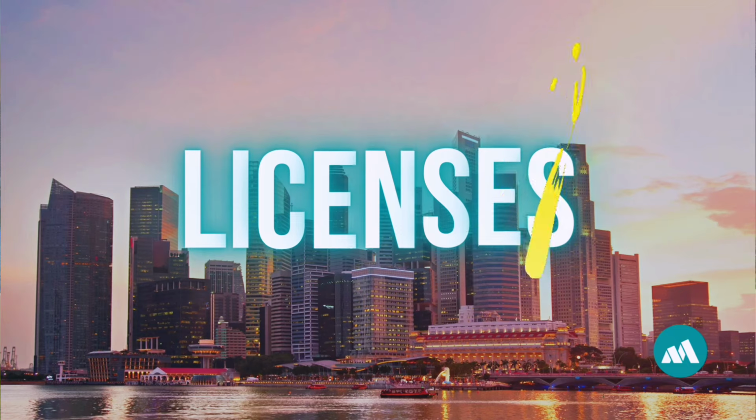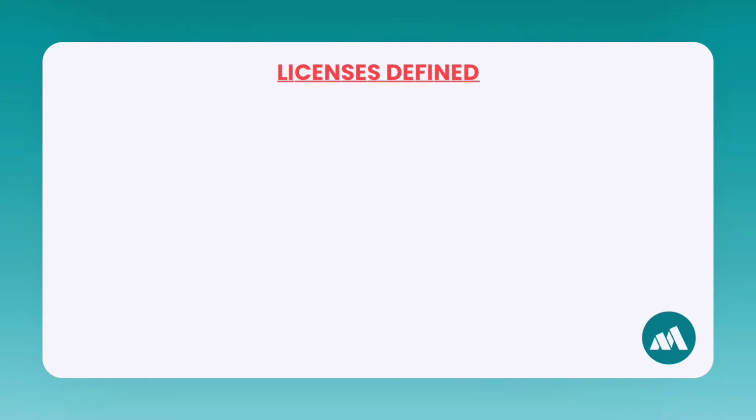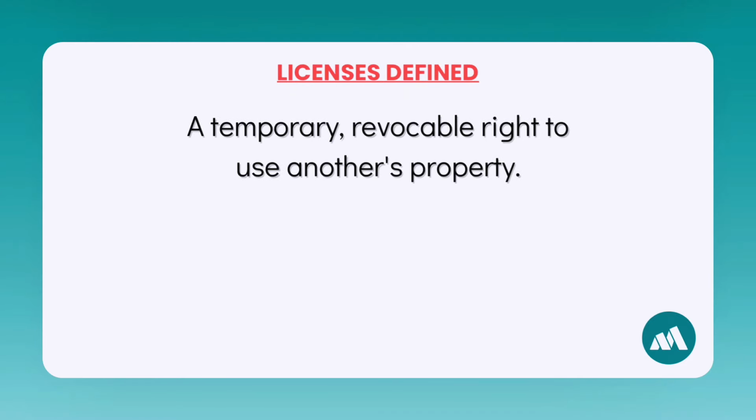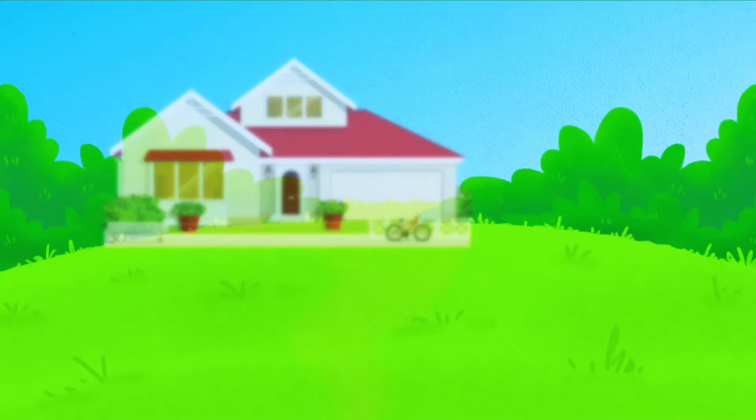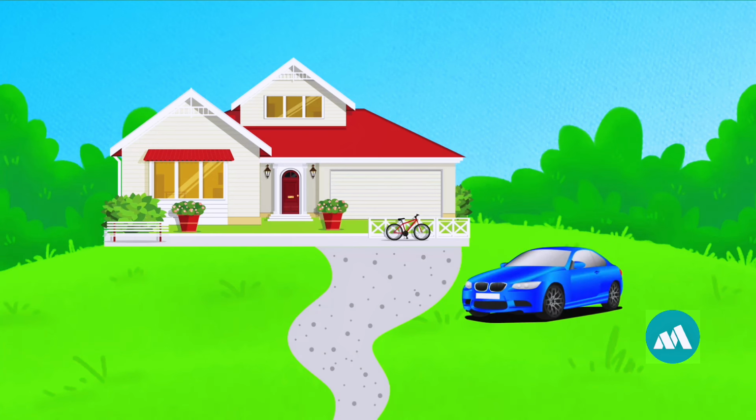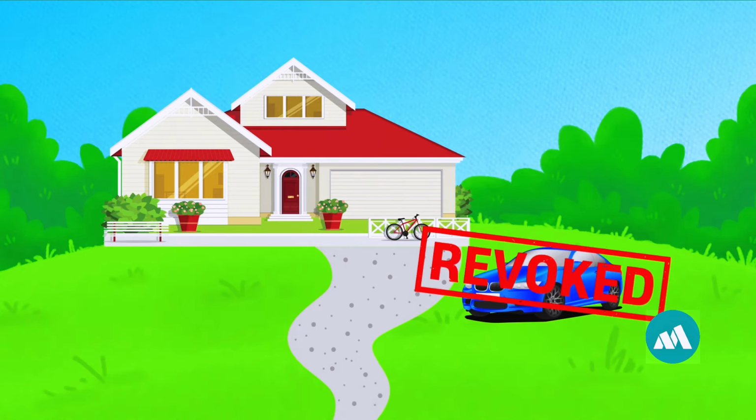Now let's discuss licenses. A license is a temporary revocable right to use another's property. It's different from an easement because it doesn't run with the land and can be revoked at any time. For example, a friend allows you to park your car on their property for a few weeks. This permission is a license, and your friend can revoke it whenever they choose.